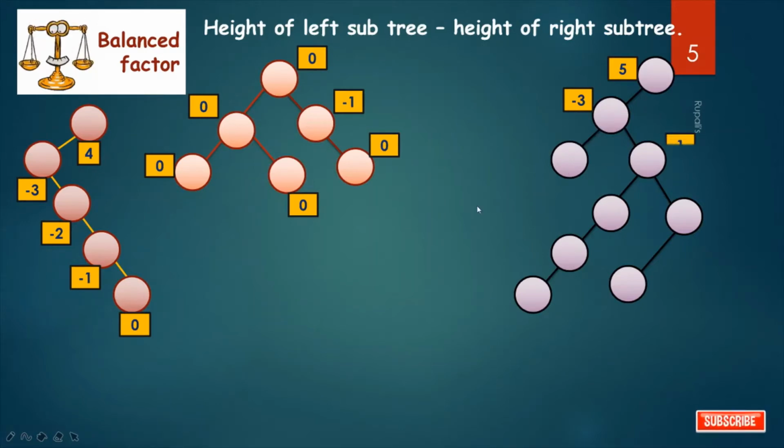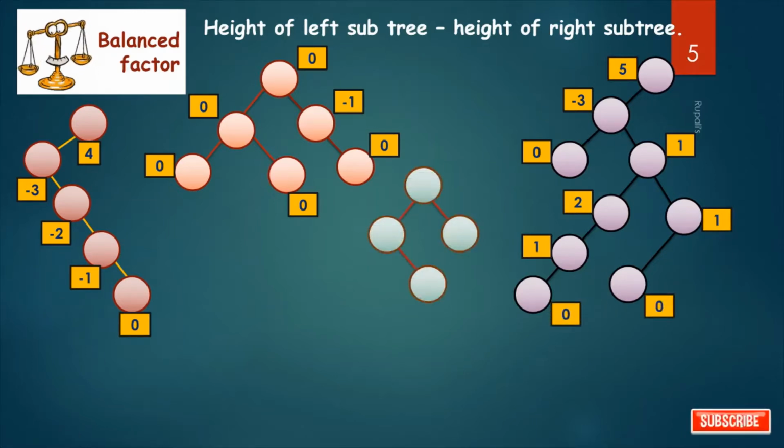This is a leaf, so it is 0. For this node, left subtree is 1, 2, 3. So it is 3 and right is 2. So it is 1. 3 minus 2, 1. This one is 0. This 2 is also 0 because these are leaf nodes. Next, this is 2 by 2. Left subtree 2, right is 0. This one is 1, left is 1, right is 0. This one is also 1, left is 1, right is 0. And these two leaf nodes, so 0.